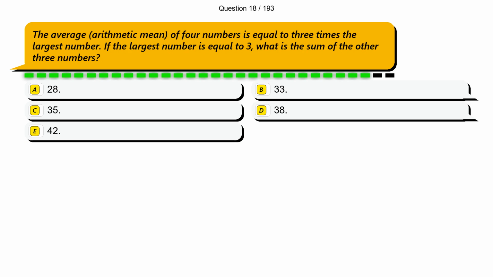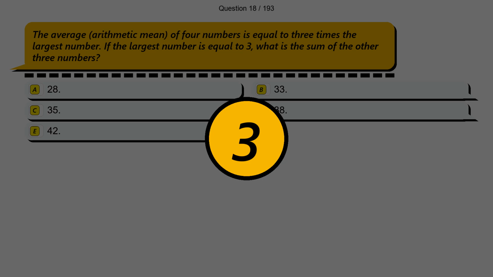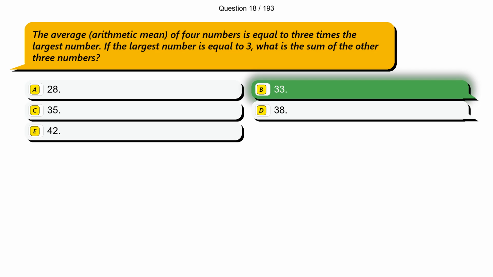Question 18. The average, arithmetic mean, of 4 numbers is equal to 3 times the largest number. If the largest number is equal to 3, what is the sum of the other 3 numbers? Option A, 28. Option B, 33. Option C, 35. Option D, 38. Option E, 42. The correct answer is option B, 33.